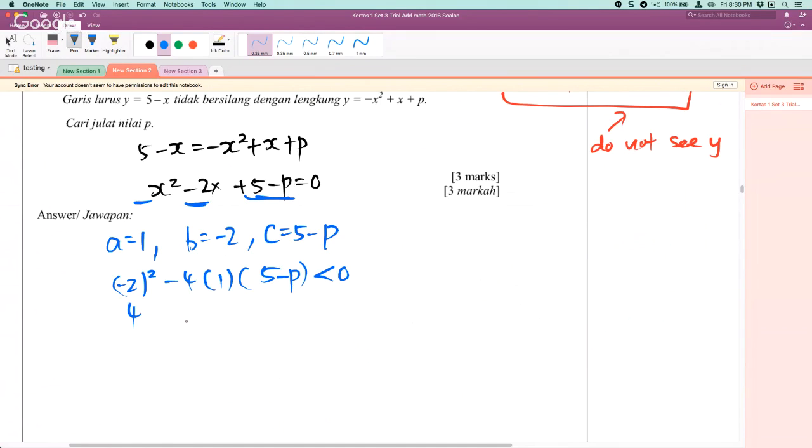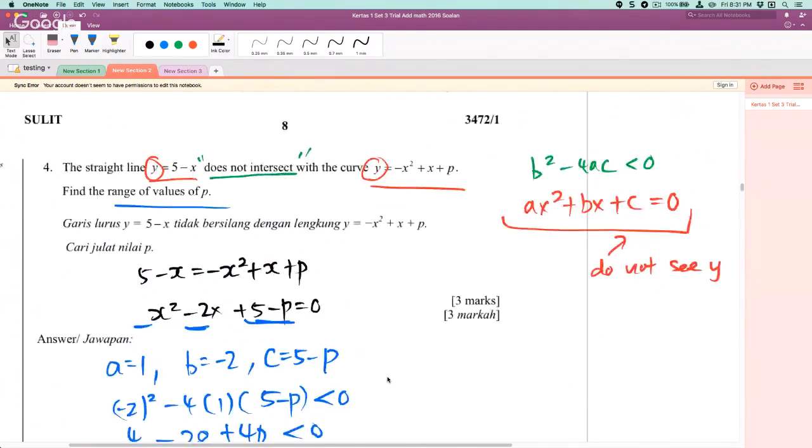Now I solve this one. 4 minus 20 plus 4p is less than 0. Then 4p, the -16 becomes positive 16, so p is less than 4. All right, this is how we get the range of p. It's very easy, sort of bonus mark, as long as you understand the meaning of does not intersect. First, you have to understand the meaning of does not intersect. Second, you have to understand that you have to sub y into y.